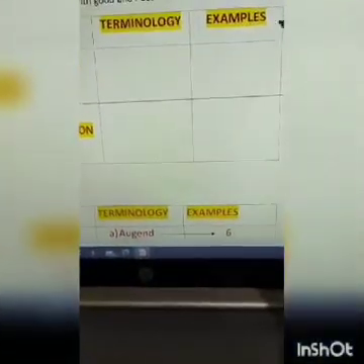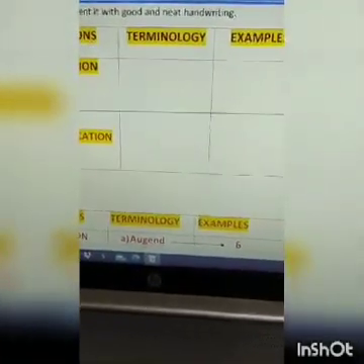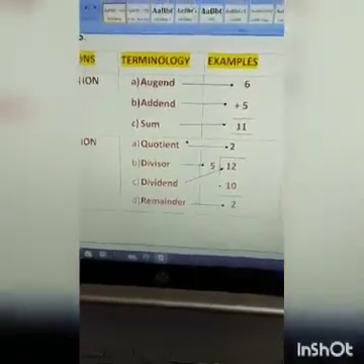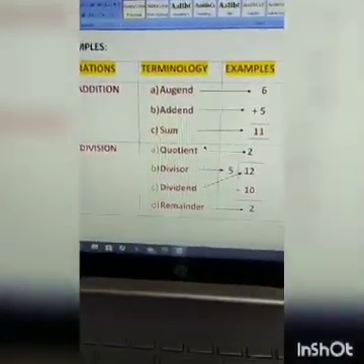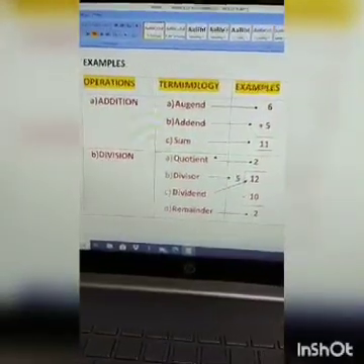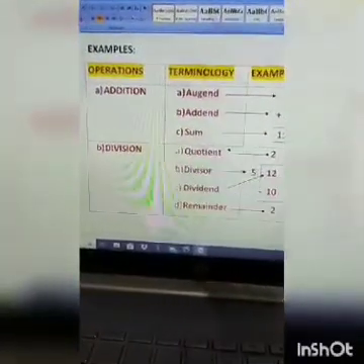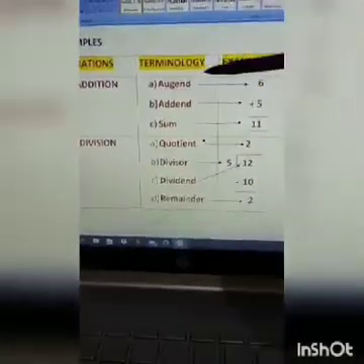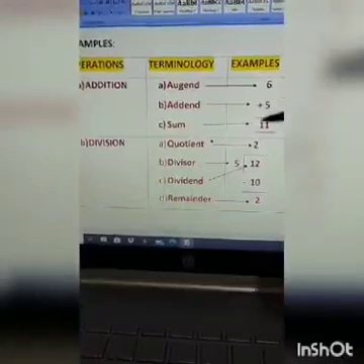For completing your second part of the project, here is again some example. The example is in front of you. By seeing this example you can do your project very easily. Look at the screen very carefully. Examples are given. Operations addition and division I already completed here for you. Addition related terminology is all written here, and examples are also given.